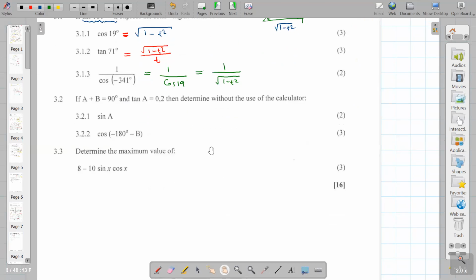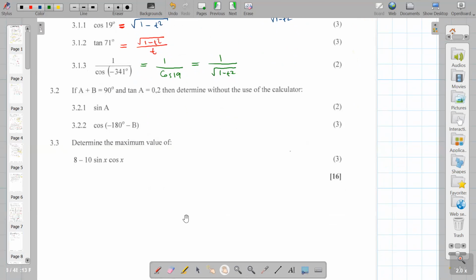Okay, let's move on. A plus B is 90, tangent A is given. So you know what? Since it is given that A plus B is 90, I can just draw a right angle triangle. One angle is A and one angle is what? B, because they add up to 90. So that's how it happens. So I can tell you that angle is A and that angle will be B. And that's whatever it is. I don't care. So what we are given is tangent A is 0.2.